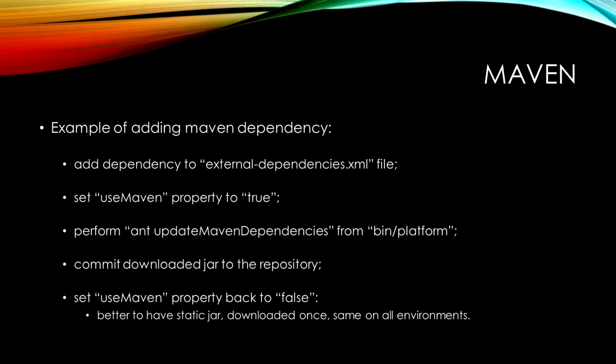Once it is downloaded, commit the downloaded jar to the Git repo. After that, set the Use Maven property back to false. The idea behind the last step is to download the dependency only once and ensure that the same version is used for all environments.